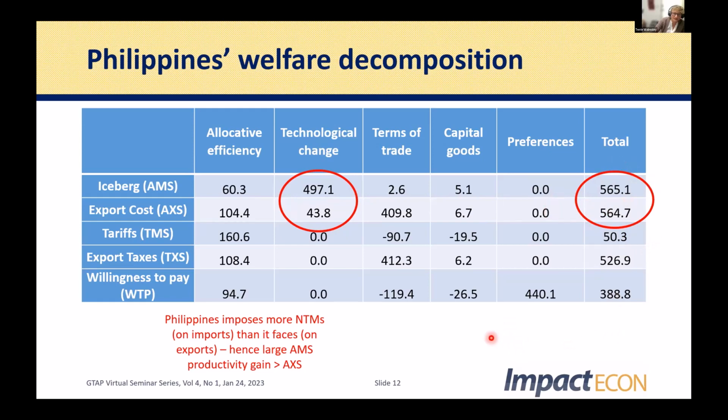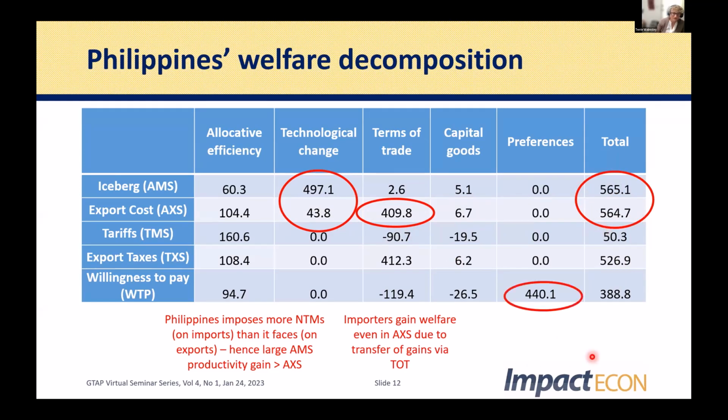The reason for that is basically that in the export cost method, even though a country might get some productivity gains, the gains end up being transferred to the importer. So you see a large terms of trade effect, which basically means that the EV results are the same. And then in terms of willingness to pay, you see EV welfare goes up quite substantially because there's a preference effect, which is basically changing utility.